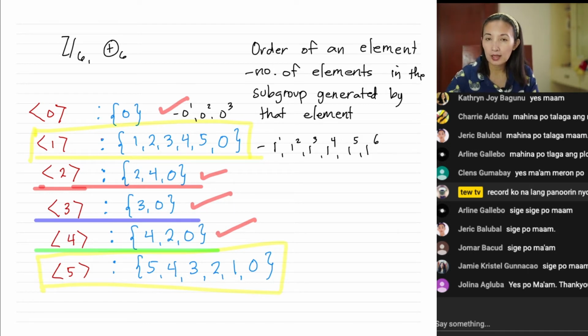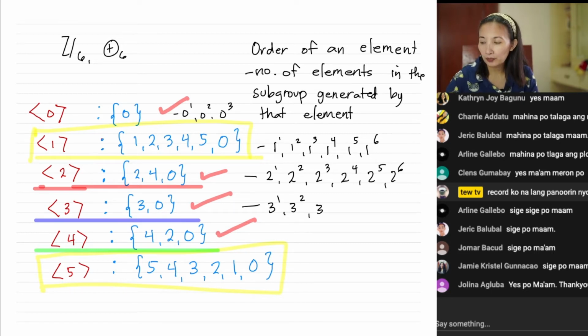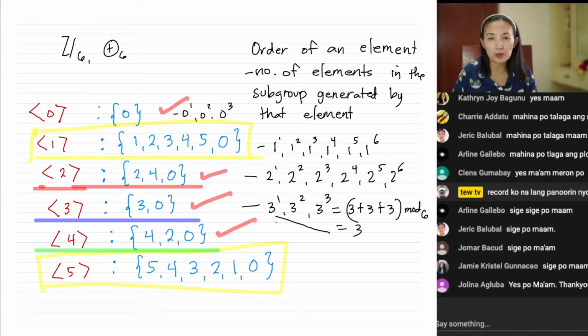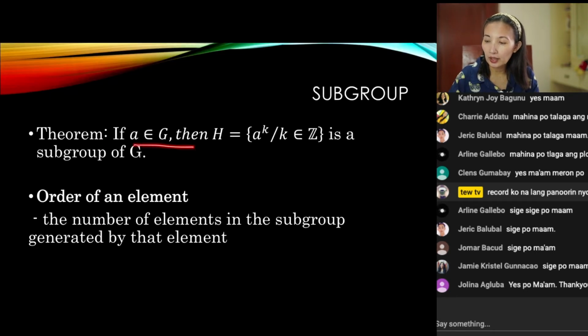Okay, how about this? This is generated by 2 raised to 1, 2 raised to 2, 2 raised to 3, 2 raised to 4, 2 raised to 5, and 2 raised to 6. In like manner, this is obtained from 3 raised to 1, 3 raised to 2. Because if you have 3 raised to 3, then this is equal to 3 plus 3 plus 3 modulo 6, that would be 3, and it gets back to the first. So it will give the same result, 3, 0. Okay, so that's what the theorem is all about. The theorem says if A is an element of G, then the subgroup H could be formed by simply adding to itself, multiplying to itself, or raising A to the K, where K is an element of Z. That will form a subgroup of G.